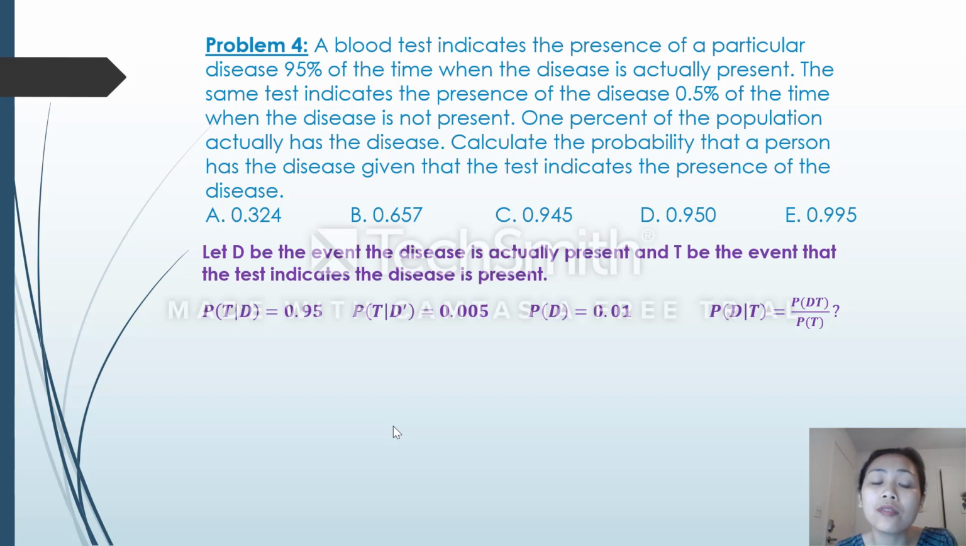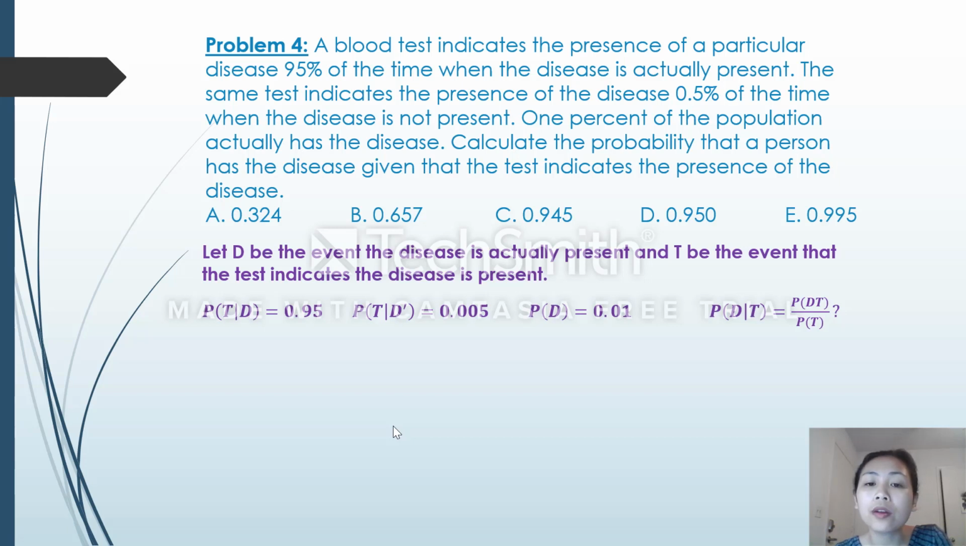That means given the reality that the person really has the disease, the probability that the test shows up that the person has the disease is 95%. So the probability of T given D is 0.95. Now, the same test indicates the presence of the disease 0.5% of the time when the disease is not present. So that means in reality the disease is not present, but the test shows that the disease is present. So that is the probability of T given D prime.